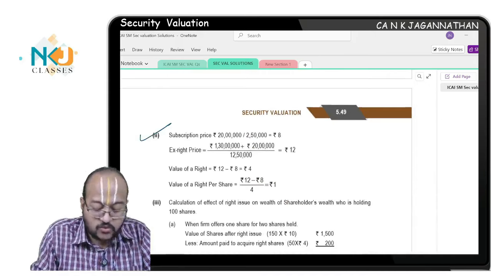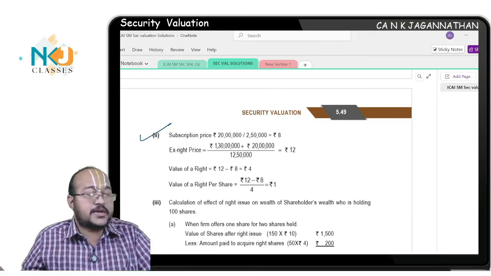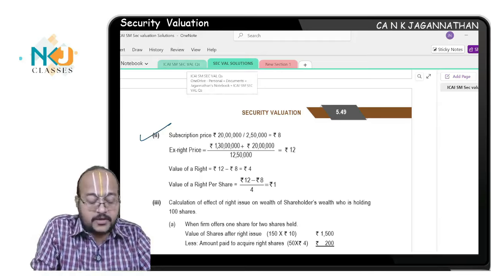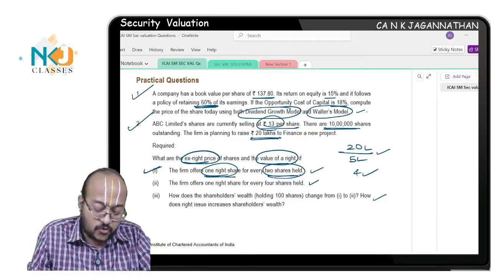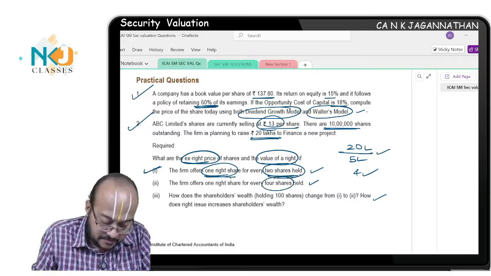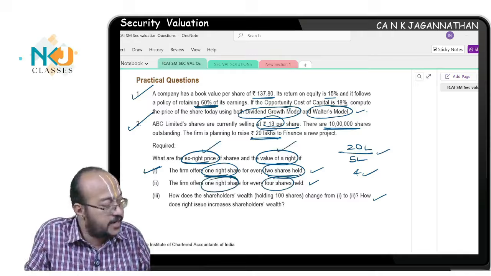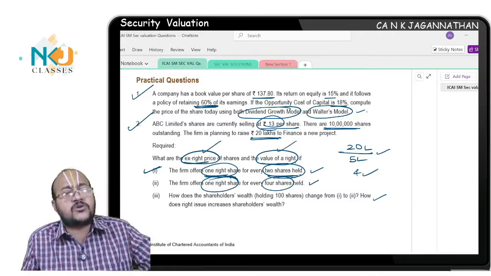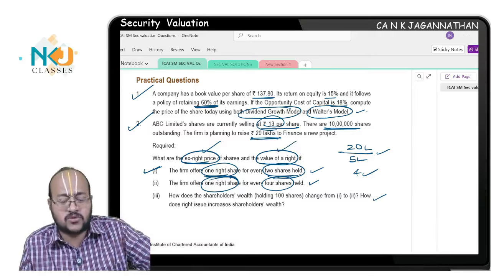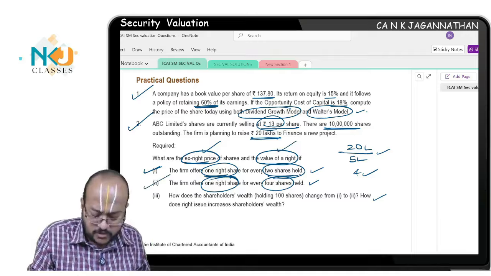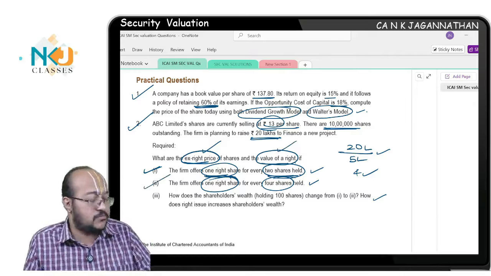Next, case 2. Same thing you work out for the second scenario, whereby one new right share is being issued for every 4 shares held, correct? In case 2 they asked us to compute the ex-rights price and value of right. Value of right on a total basis also you can compute, or on a per share basis also, that is irrelevant. They are asking you to recompute the same in the second option.